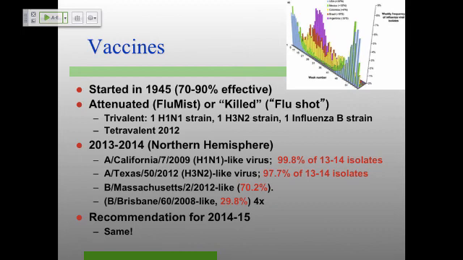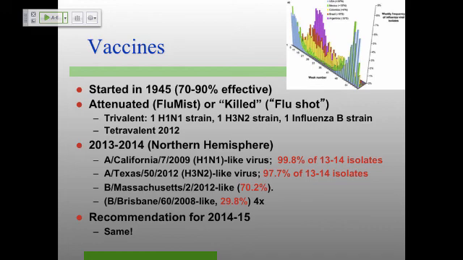99.8% of the 2013-2014 isolates matched this. So it's a really good year for the vaccine. The H3N2, 97%. So again, really good choices here. For the B strains, which usually cause a lot less disease, the trivalent vaccine had 72%, but if you included the tetravalent vaccine, it was 100%.